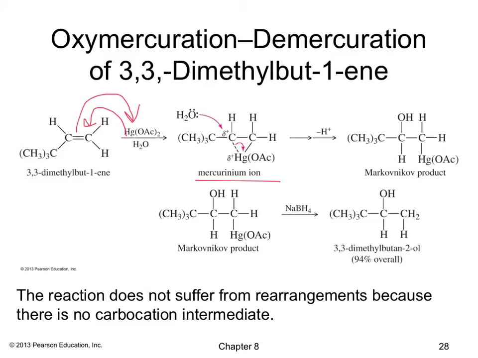Attack of the water goes to the more hindered side, and then removal of H, so that you now have your product where you have your OH on the most hindered side and your mercuric acetate on the least hindered side. Then in the presence of sodium borohydride, you have replacement of this with the hydride, so you generate the butanol. Really important thing is that this reaction does not undergo rearrangements, because there's no carbocation intermediate, unlike the H2SO4 and water reaction of forming alcohols from alkenes.